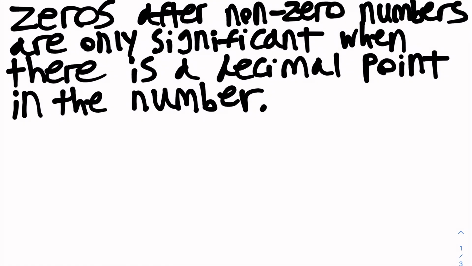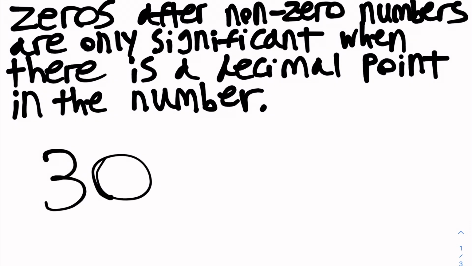Now, rule number 4 is related to decimal points. So rule number 4, our last rule, states that zeros after non-zero numbers are only significant when there is a decimal point in the number. This might sound confusing at first, but if we look at some examples, you guys will understand what this is saying. So let's write down 2 numbers. First, let's write down 30, and then the second number will be 3.0.